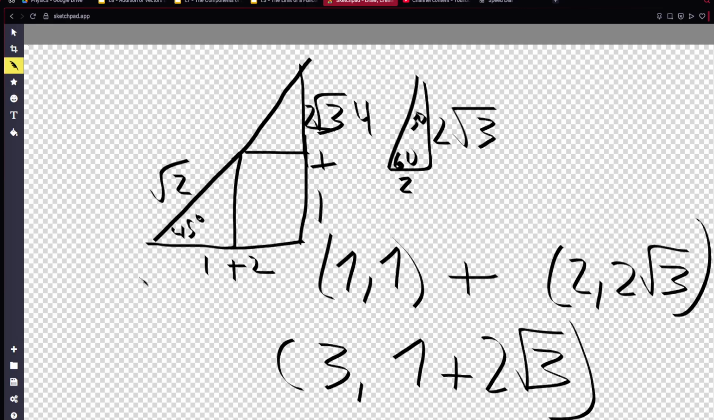And now we can use the Pythagorean theorem to find out what the length of the resultant hypotenuse is. So that's the logic behind it. You just break it down into its components and add them up. So yeah.